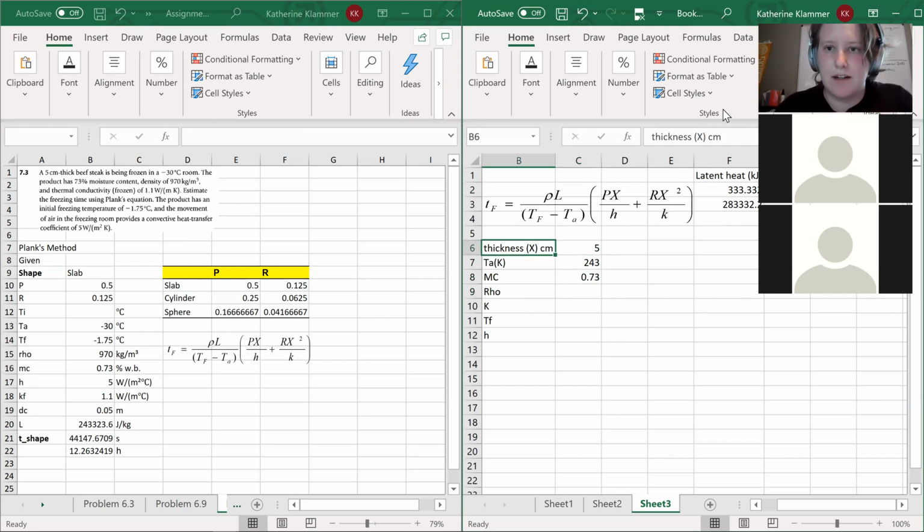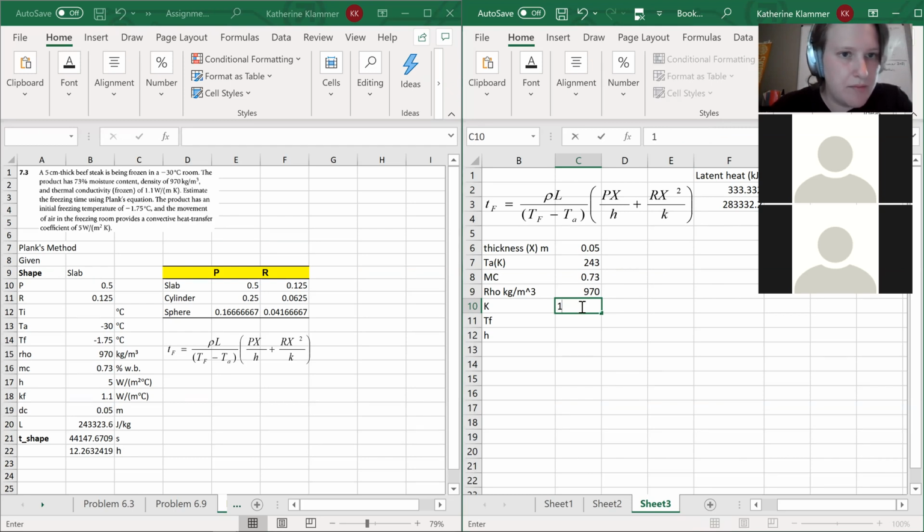Might be easier to do in meters, so I'm going to convert that to meters right now. And then rho, density, is 970, and that's in kilograms per meter cubed. Then thermal conductivity, which was 1.1, that's in watts per meter Kelvin.